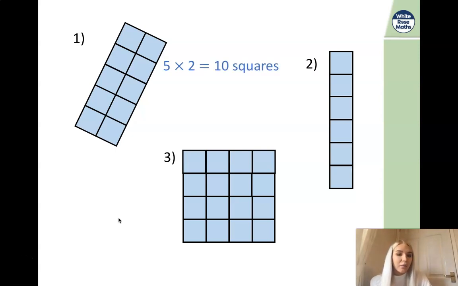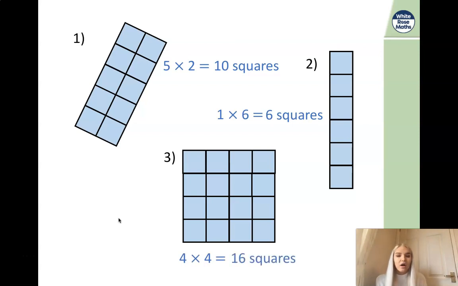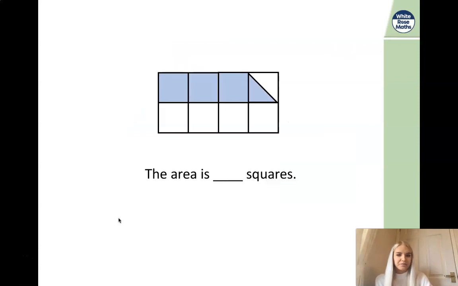Number 2, we can see that we have got one long column of 6. So we are multiplying 1 by 6, giving us 6 squares. And for number 3, we can see that we have got 4 rows and 4 columns. So we are multiplying 4 by 4, giving us 16, an area of 16 squares. Well done if you got all those right.